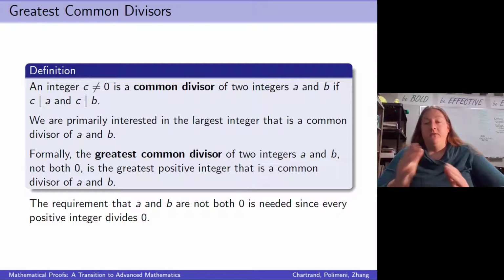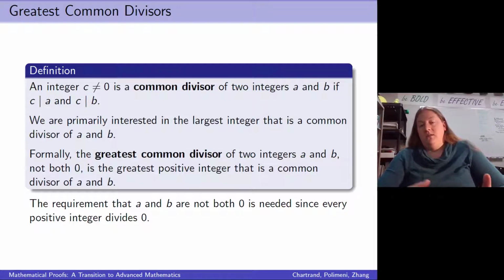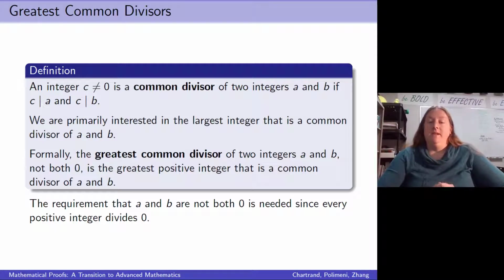We'll do that by first defining a common divisor. So an integer c that's not equal to 0 is a common divisor of two integers a and b if c divides a and c divides b. So it divides both of the integers, it's a common divisor. Now, probably the most interesting common divisor is the largest of them, the greatest common divisor of a and b. We call it the greatest common divisor.